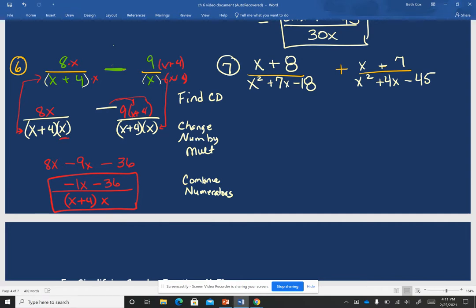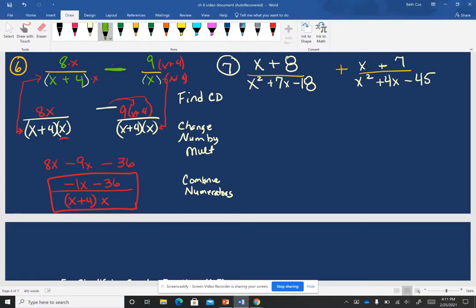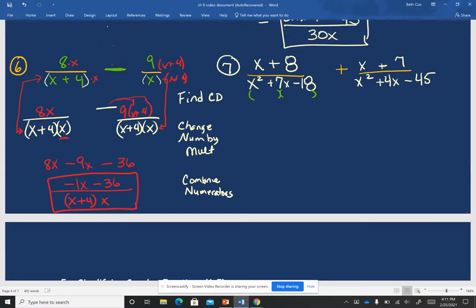So, okay, next. All right, so now these we're going to have to factor. We're going to factor the denominators first so that we can figure out what the common denominator is. Stop the video if you think I'm factoring too fast. Okay, so I've got my denominators factored. I have x plus 9 and x minus 2 for the first one. I hope that's right. If it's not, please let me know. And x plus 9, x minus 5 for the second one.